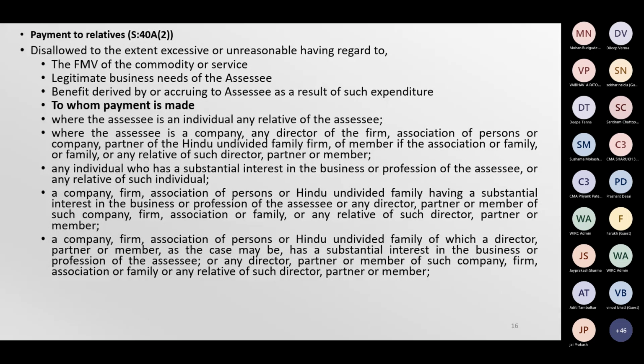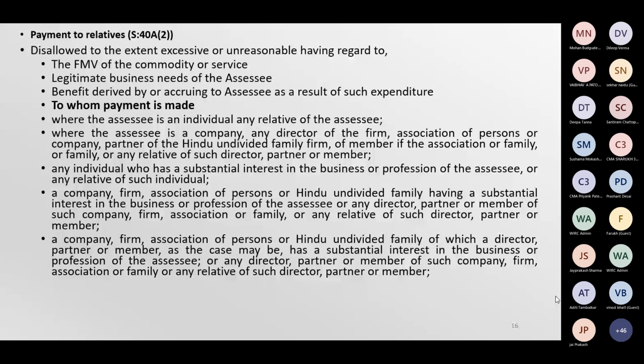The second part is really very important. And why is it important? Because just because you are buying something from a related party, that does not mean that it is disallowed. So there are three aspects. Number one, fair market value of the commodity or service.